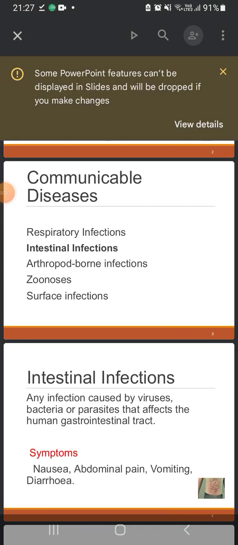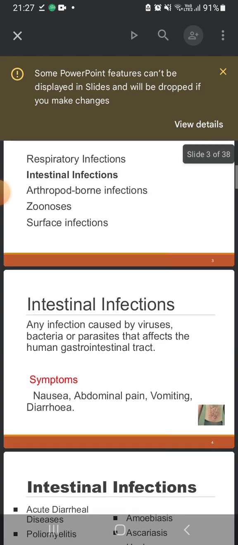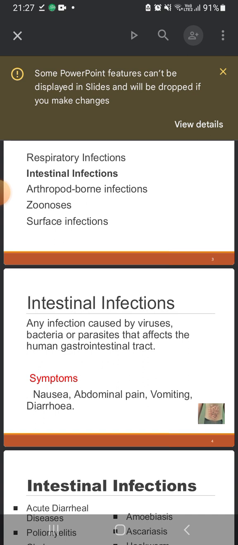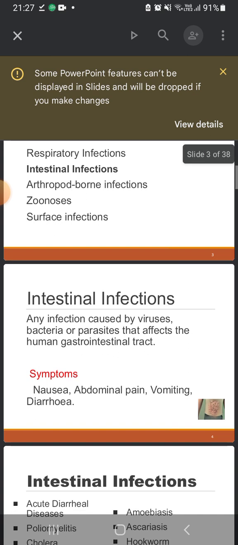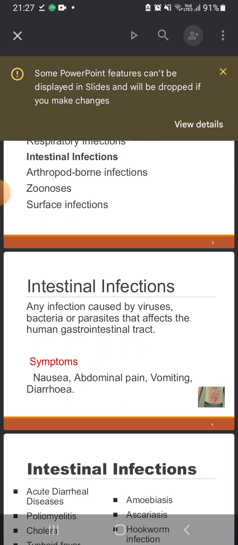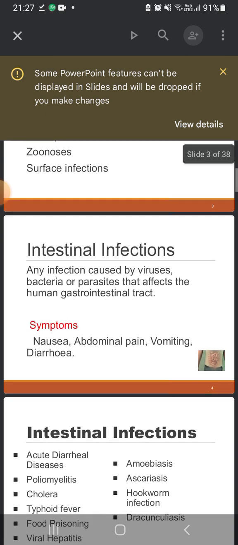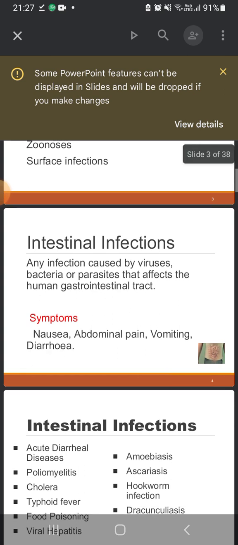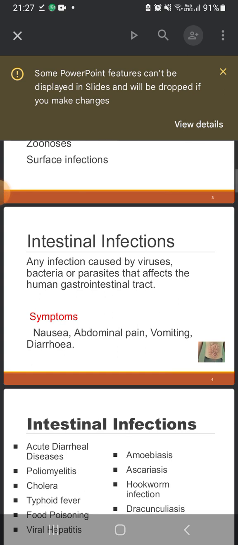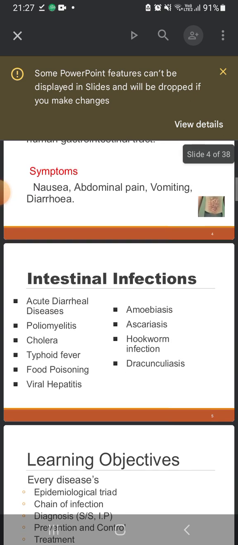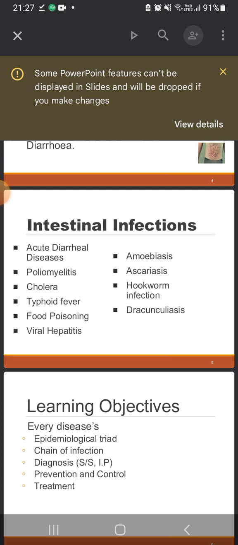Today we're going to discuss communicable diseases, in specific the intestinal infections, which are caused by various bacteria, viruses, and parasites which affect the human gastrointestinal tract. What are the symptoms that we get once we get an intestinal infection? These are nausea, abdominal pain, vomiting, and diarrhea. There are acute diarrheal illnesses, poliomyelitis, cholera, typhoid, food poisoning, viral hepatitis, amoebiasis, ascariasis, hookworm infection, dracunculiasis.